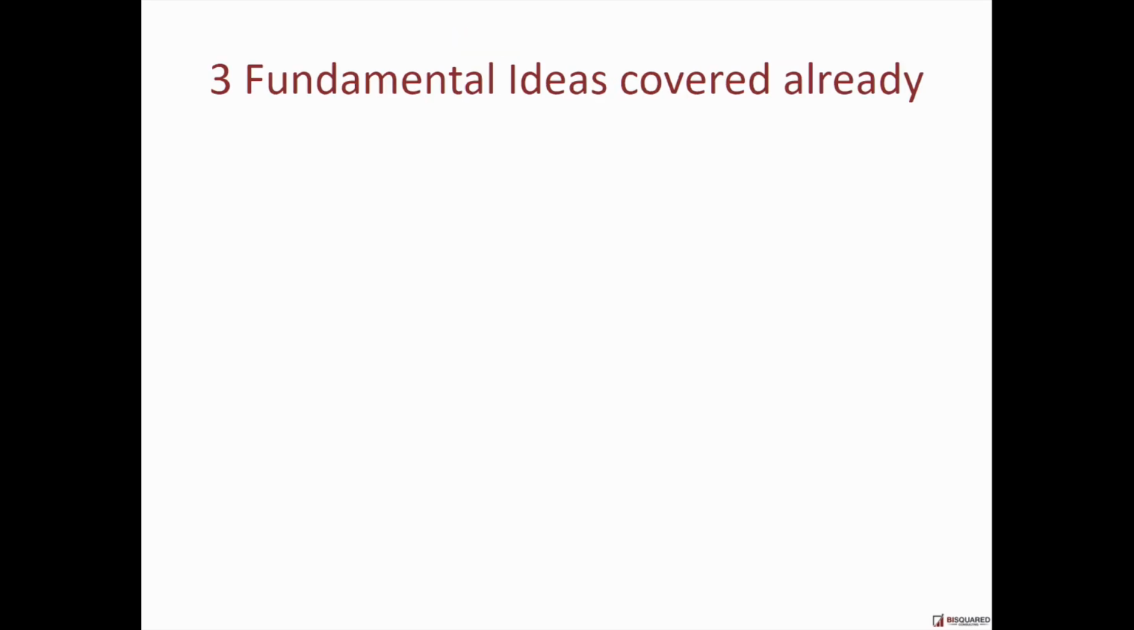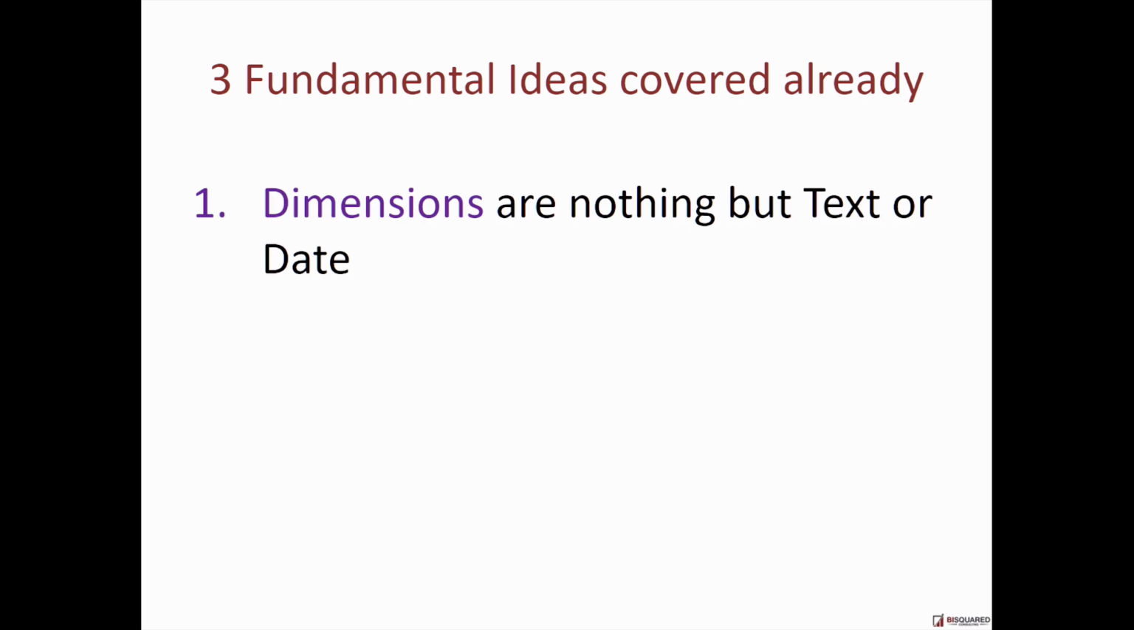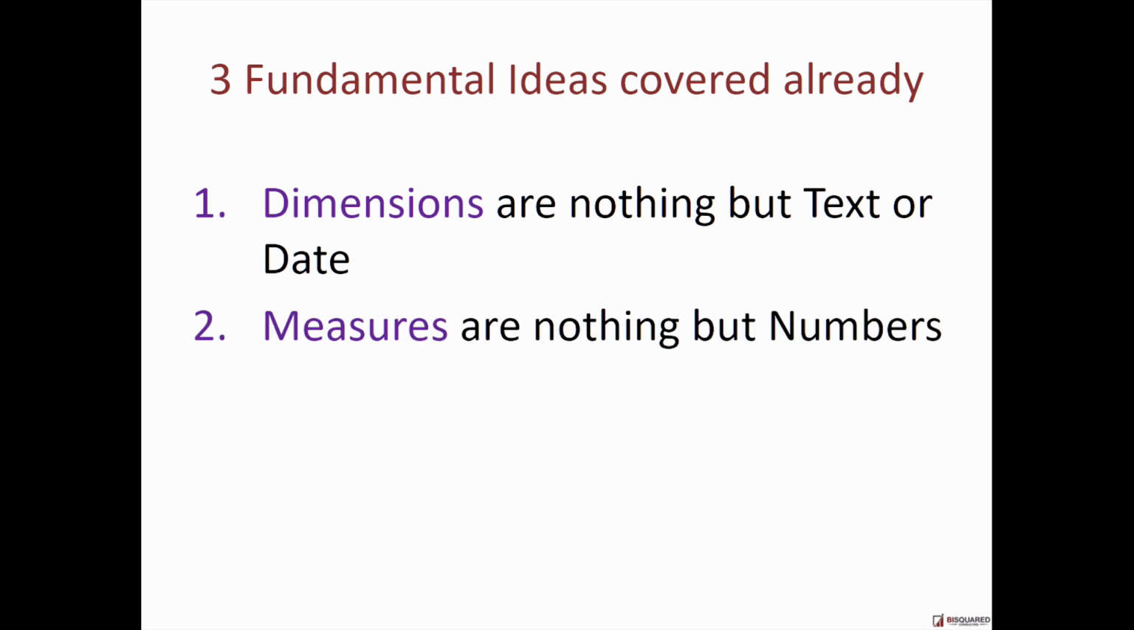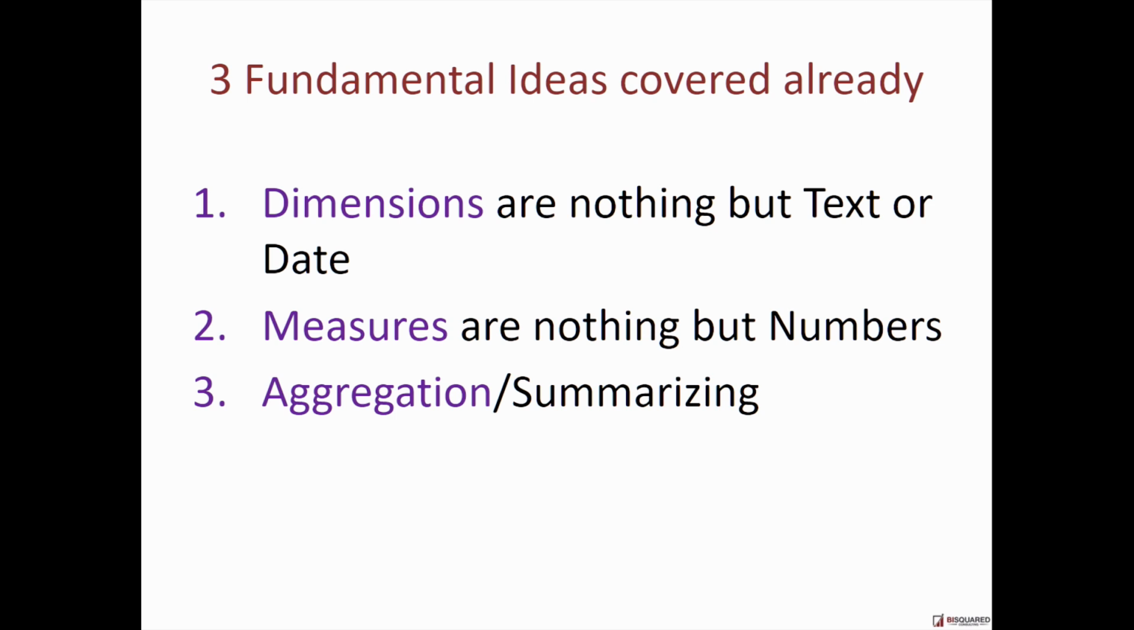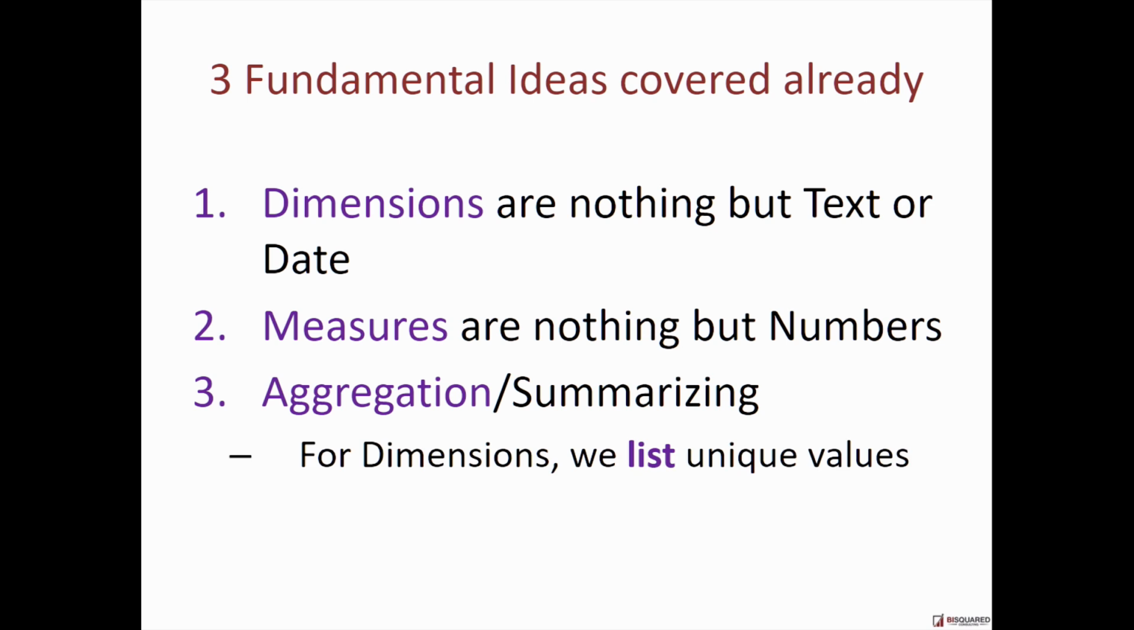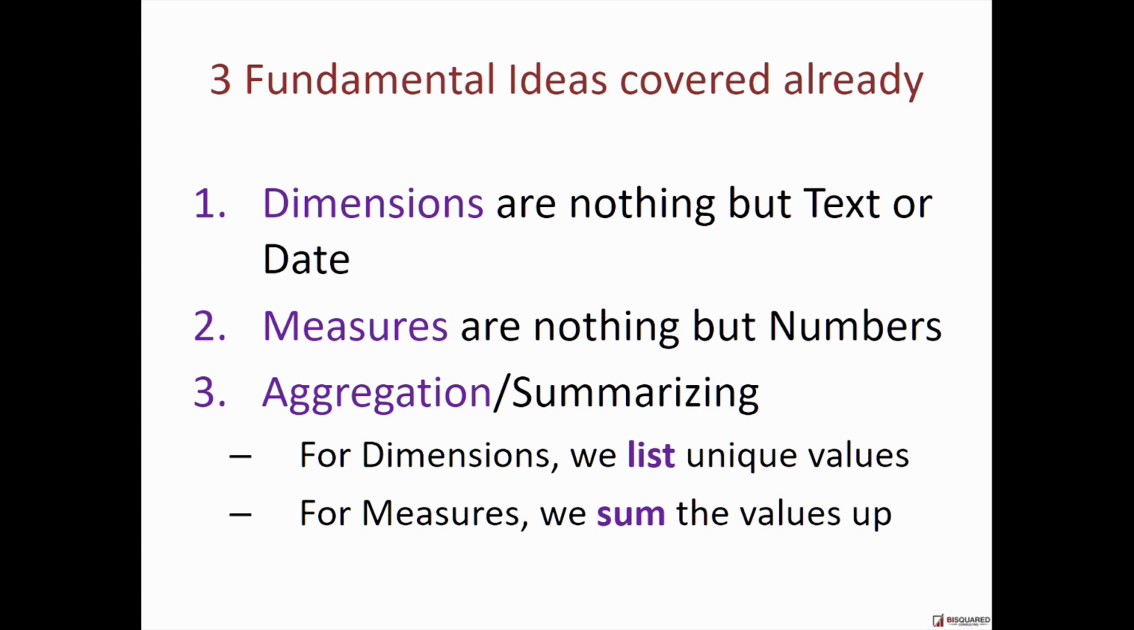In any case, these are the 3 fundamental ideas I've already covered. I'm gonna summarize them here. First, dimensions are nothing but text or date. Measures are nothing but numbers. And how do we aggregate or summarize numbers and dimensions? For dimensions, we list unique values. For measures, we sum them up. These are the ideas that have been covered. You can watch the videos for further details.